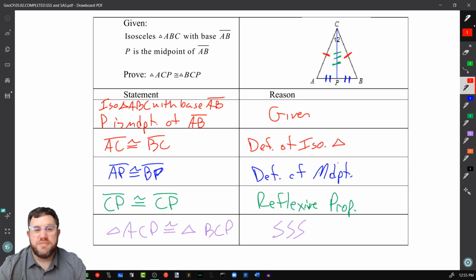So thus far we've covered 2 methods for proving triangles congruent. We've got side, side, side, and side, angle, side. So make sure you do your practice work. Get ready for the mastery check. Good luck.